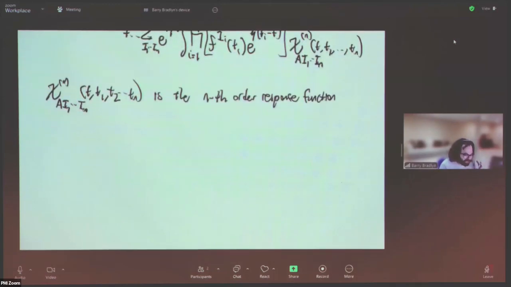Before diving into the explicit formulas for these response functions, though, it's helpful to think about some general properties that all of these response functions have to satisfy, no matter what the system is that we're considering.